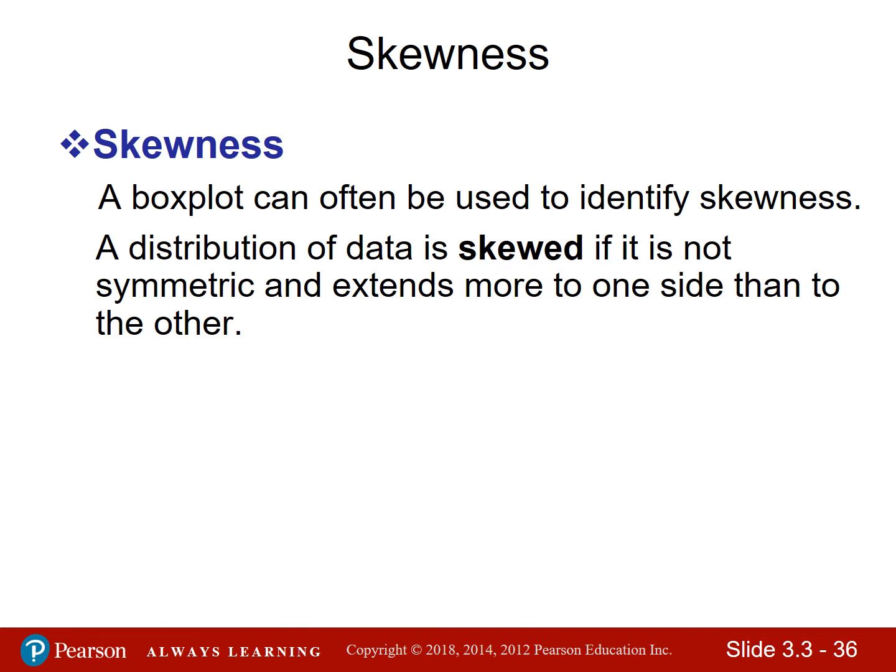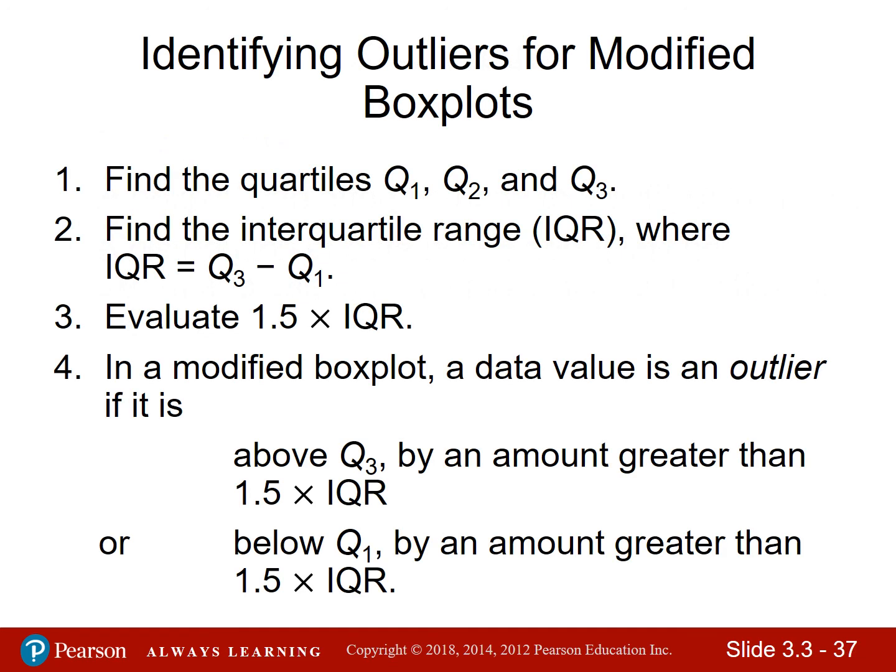A box plot can often be used to identify skewness. A distribution of data is skewed if it is not symmetric and extends more to one side than to the other. So the box plot can show that. To identify outliers for a modified box plot, find the quartiles Q1, Q2, Q3, and find the interquartile range. These are formulas that we just went over.